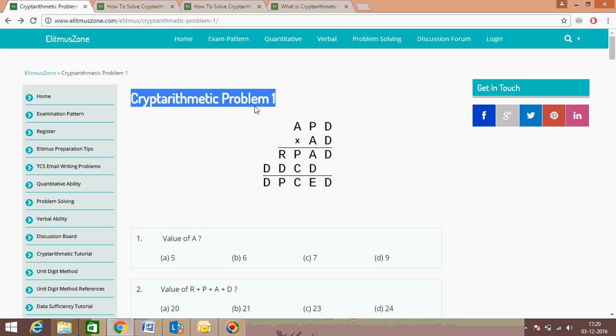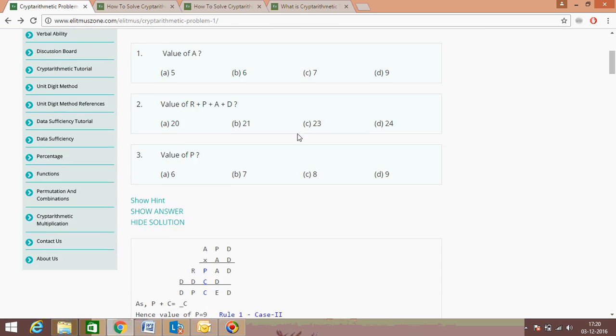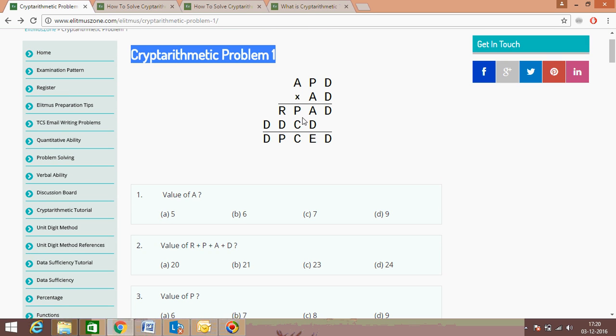So for solving this problem, what you have to do is simply write this question on your notebook. You have to identify each digit corresponding to the alphabet, meaning you have to find what is the value of P, what is the value of D, what is the value of A, like that. After finding all these values, you have to answer 3 questions based on this problem only.